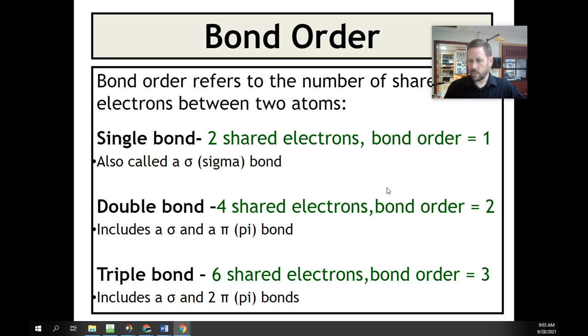In an upcoming unit, we'll also learn that single bonds are called sigma bonds, and double bonds consist of 1 sigma and 1 pi bond. And similarly, triple bonds consist of 1 sigma and 2 pi bonds. This is just a preview of those ideas because sigma and pi bonds are concepts that relate exactly to the bond order.